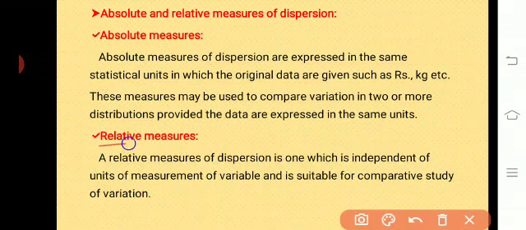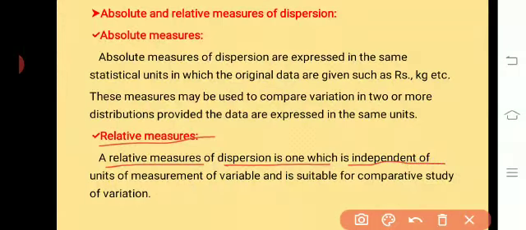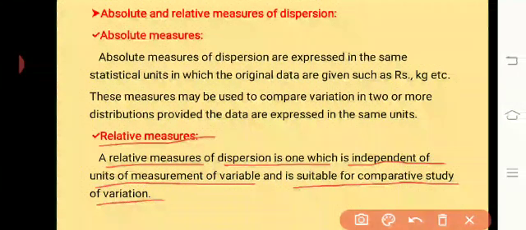Then we have the relative measure. A relative measure of dispersion is one which is independent of units of measurement of the variable and is suitable for comparative study of variation. The measure of dispersion and the unit of the data are independent. There is no unit for relative measures.